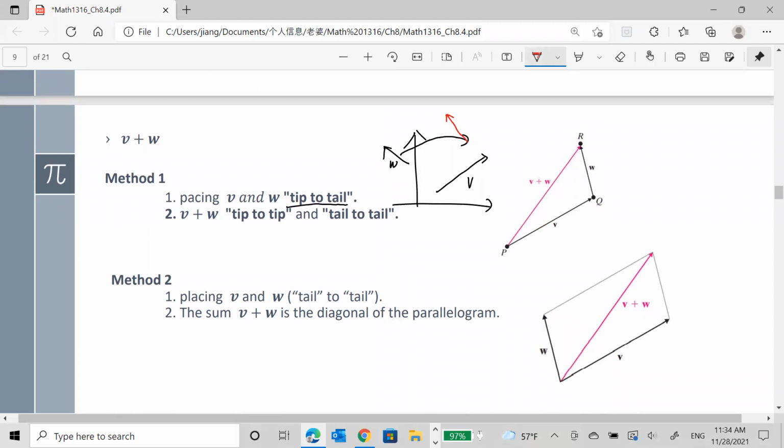The W I moved to here has the same magnitude and the same direction. The V and W: this is a tip, and then the W's tail. So we say this one is tip to tail.